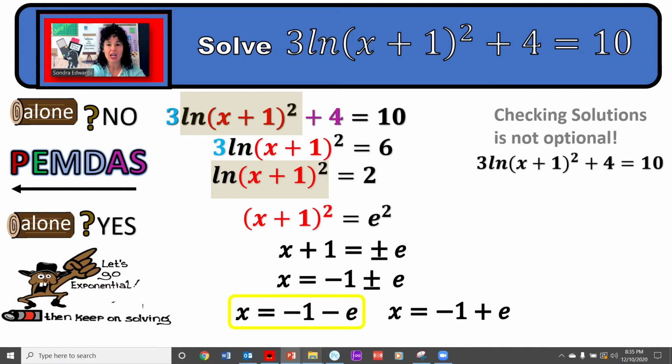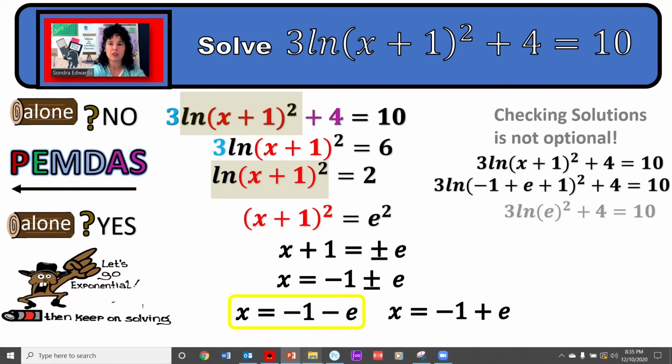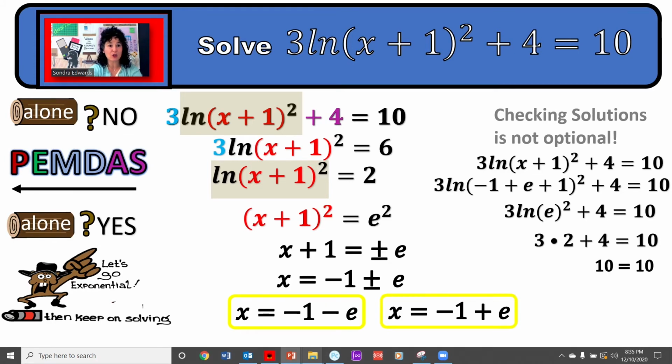Next, we want to check -1 plus e. So I'm going to replace the x with -1 plus e. Simplify, -1 and 1, those disappear. And then using that log property, natural log base e of e to the second is just 2. So 3 times 2 plus 4 is 10. So that one is also a solution.